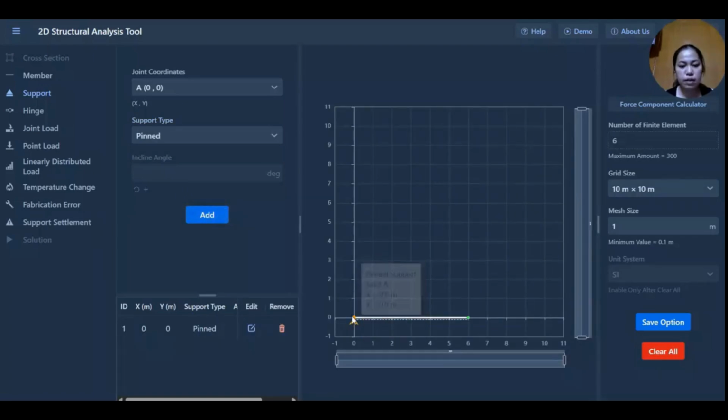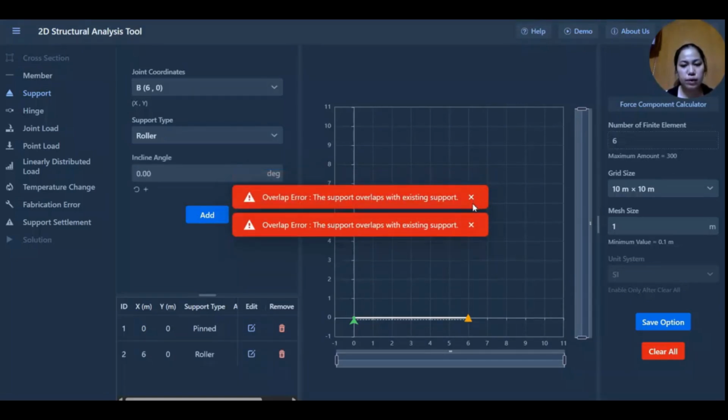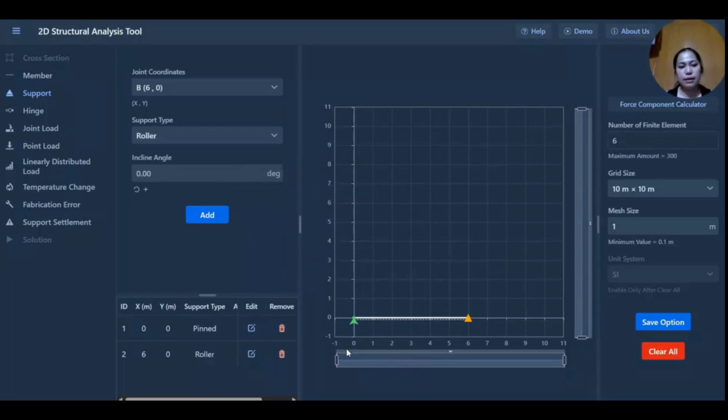So here is the sign of the pin support, and the other one is the roller support. So we just change the point here, and then click on roller, and then click add. Okay, this has happened because I clicked so many times. That's why it looks like this.